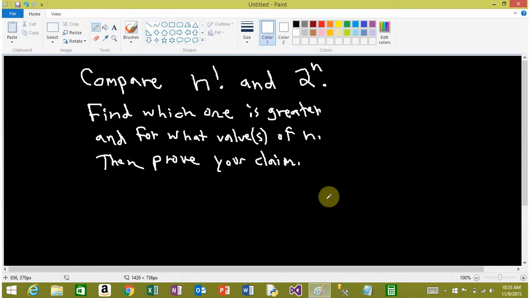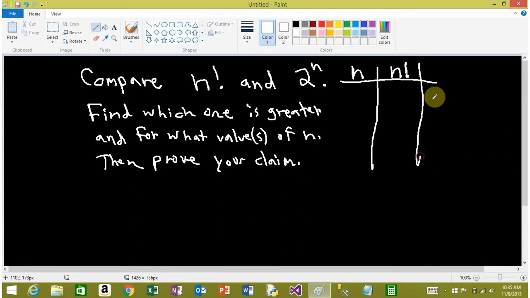Okay, so we'll do some scratch work here on the side. We know we can make a little table here, and we have n. We'll have n factorial in this column, and then we'll have 2 to the n in this column. And then we'll just start out with a few values for n equals 1, 2, 3, 4, let's say maybe 5, and we'll stop right there. This will kind of give us an idea which one's going to be the greatest.